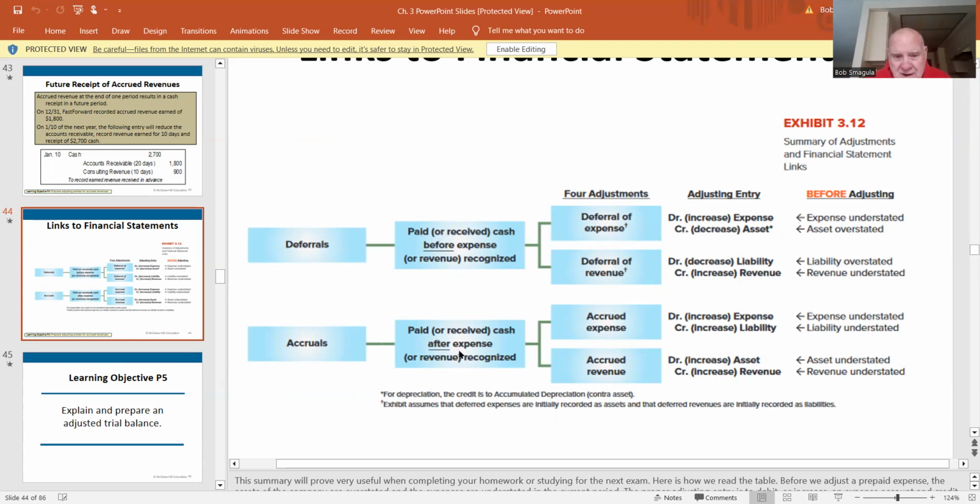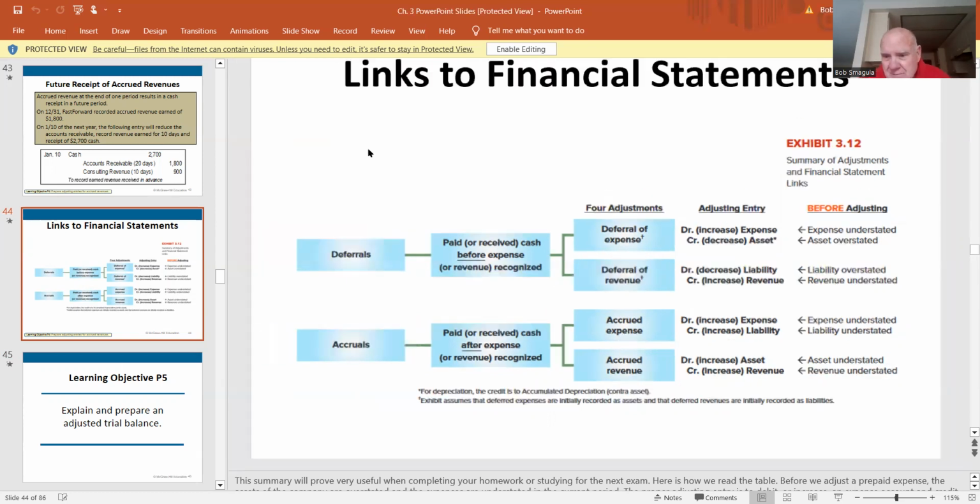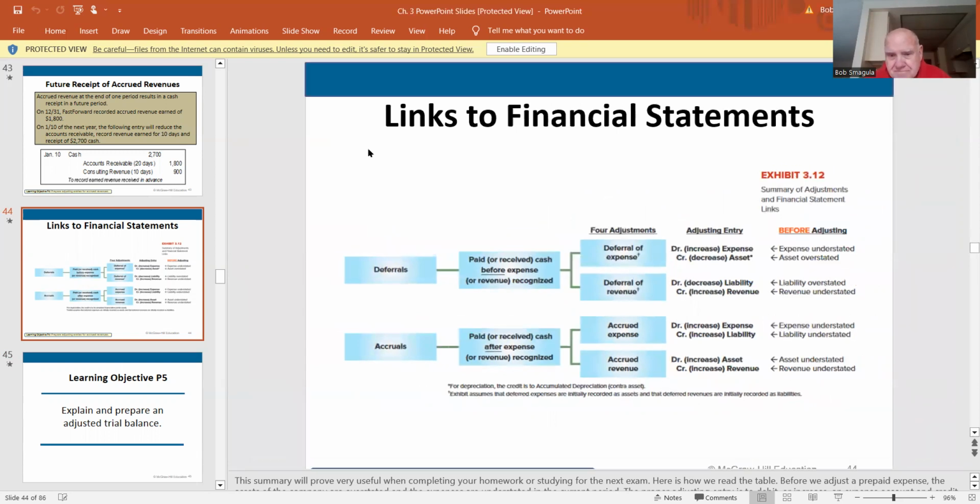Accrual. We don't have any cash right now. We have to record the expense with the debit and the liability with a credit. Okay. Let me just pop this down a little bit.